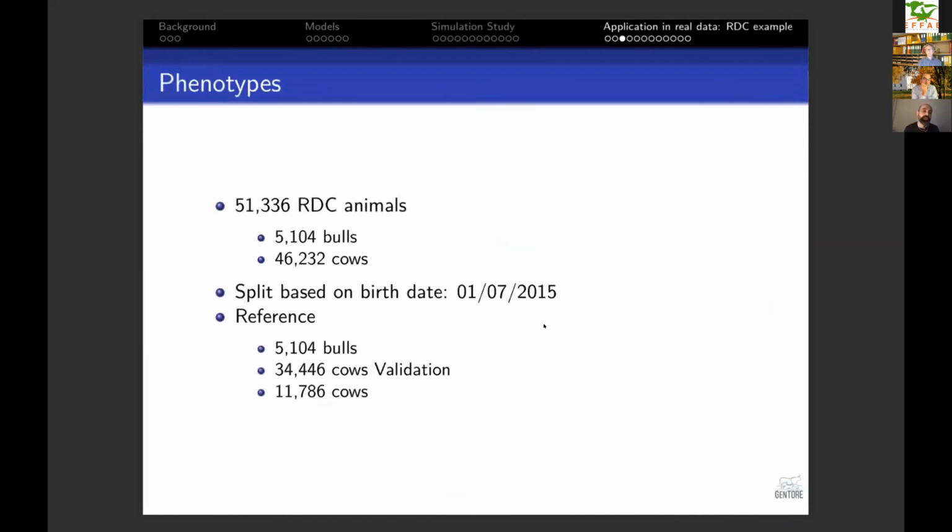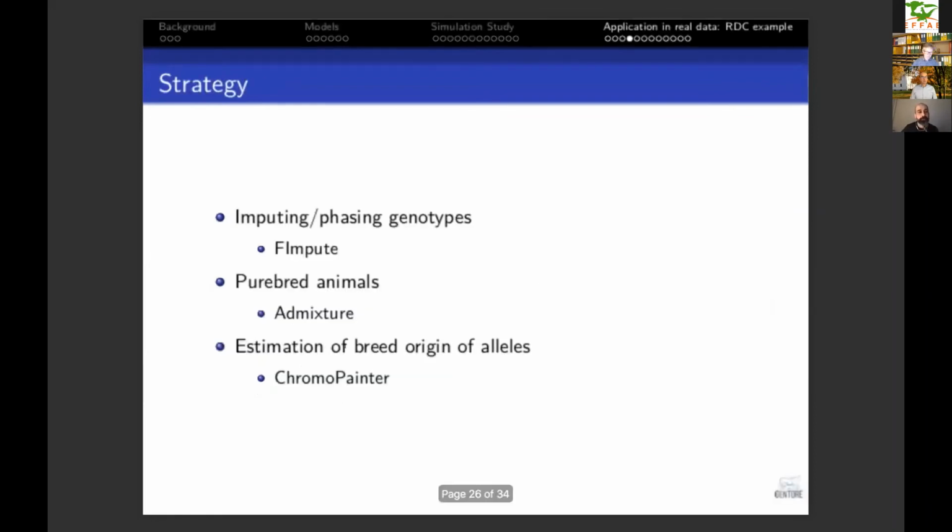And Anna started with 50,000 RDC animals, and mostly cows. And we also have 5,000 bulls. And she split the data based on the birth date. There were also other criteria like relationships and family structures, but I'm not going to go into more detail. She separated the reference and validation populations based on the birth date. And in the reference, we had about 40,000 animals, and in the validation, we had about 11,000 animals.